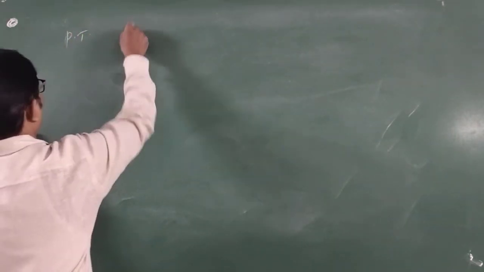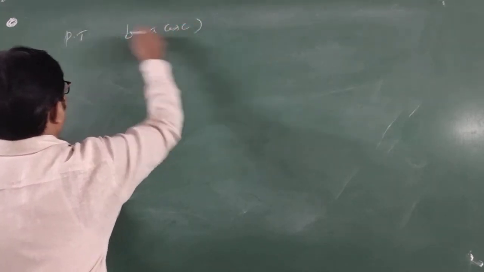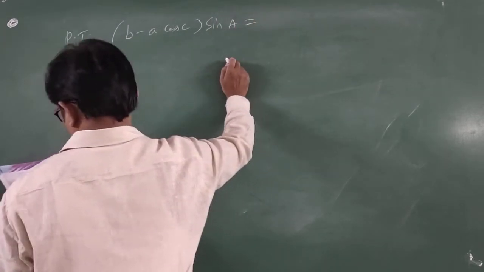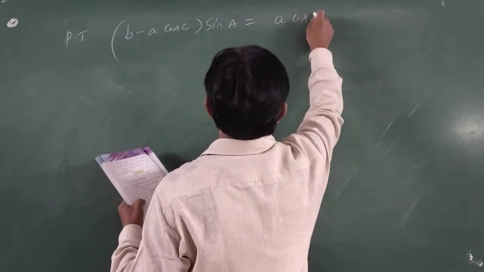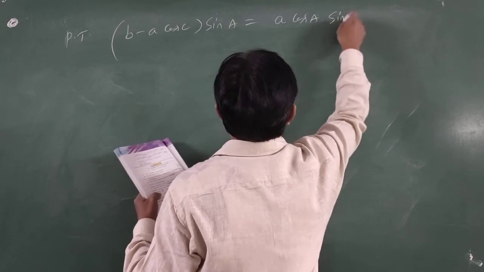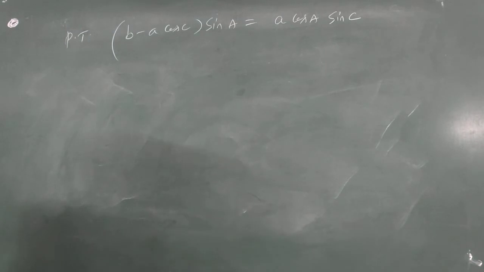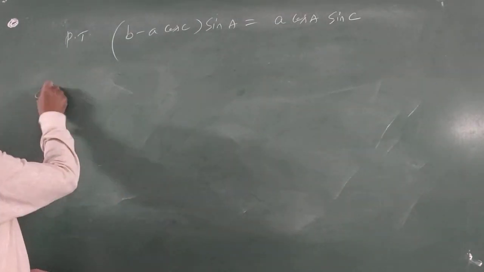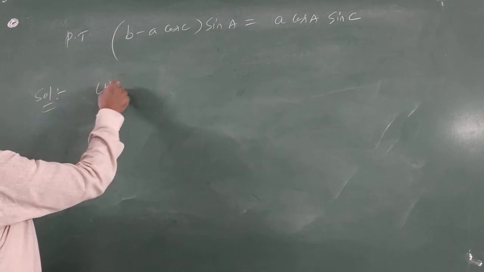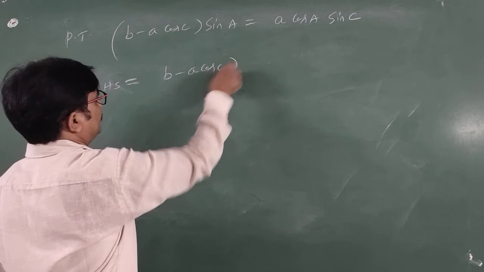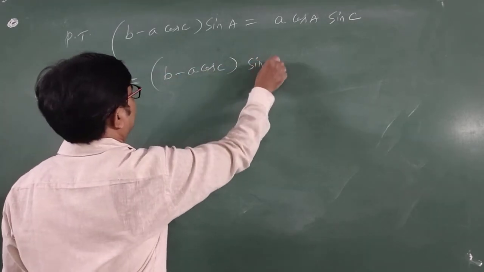Now students, prove that (b minus a cos C) into sin A equals a cos A into sin C. So dear students, a small difficulty is there. Here on the left hand side, students, we have (b minus a cos C) into sin A.